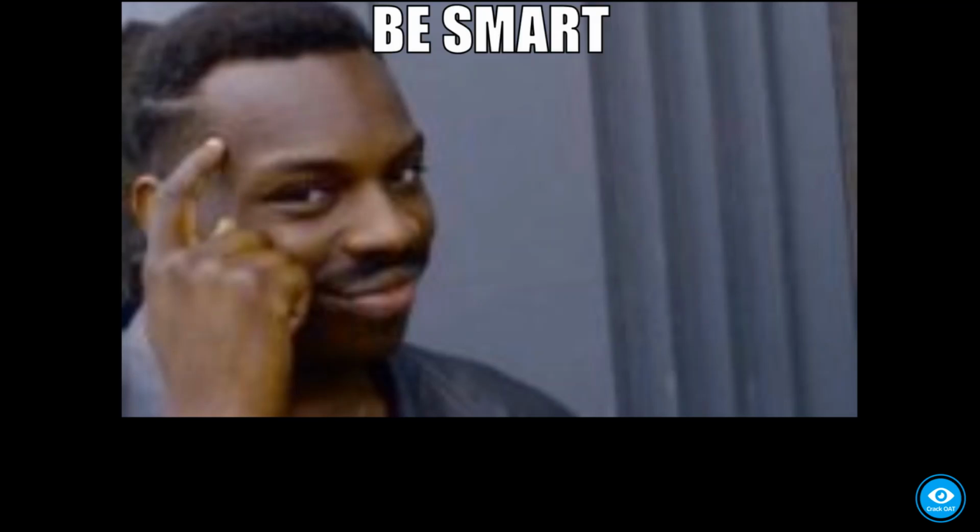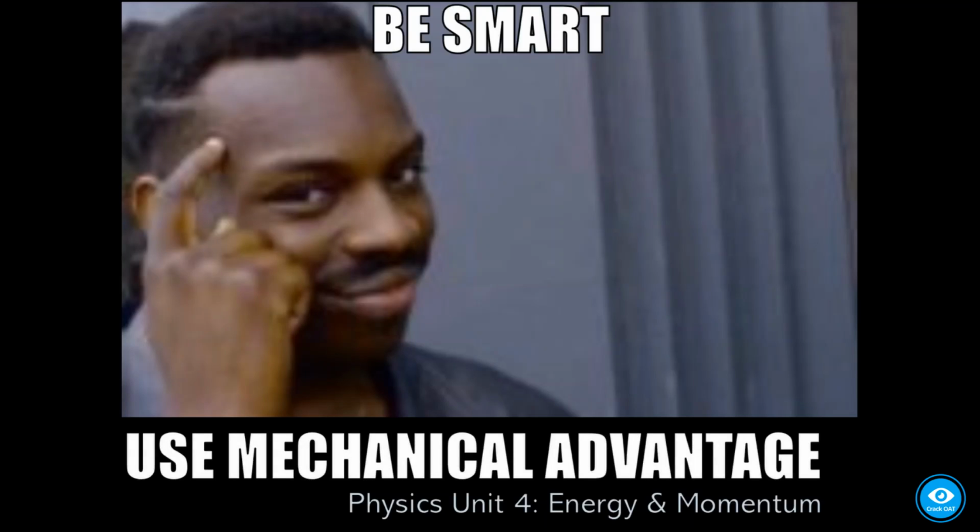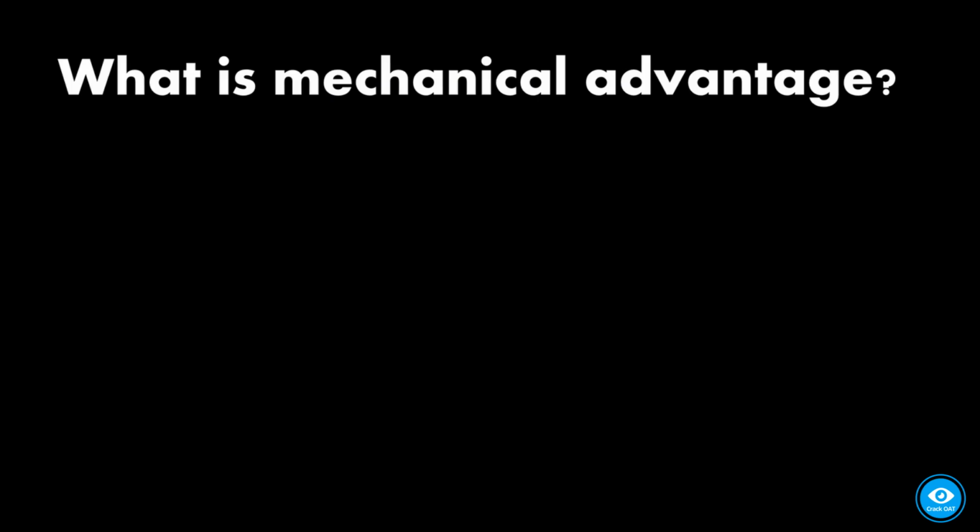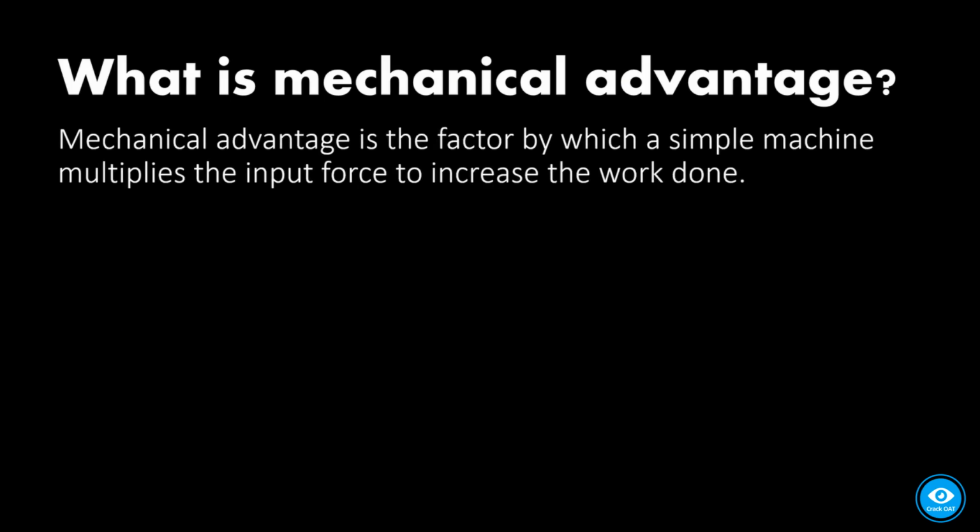Guys, today we're going to be smart and use mechanical advantage. Let's talk about mechanical advantage today. So mechanical advantage is literally what advantage a simple machine gives to you. Say if you were to put in a force of 1 Newton, a mechanical advantage of 2 would mean that you'd get 2 Newtons of force in output.